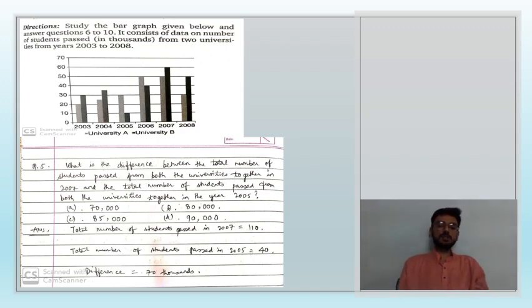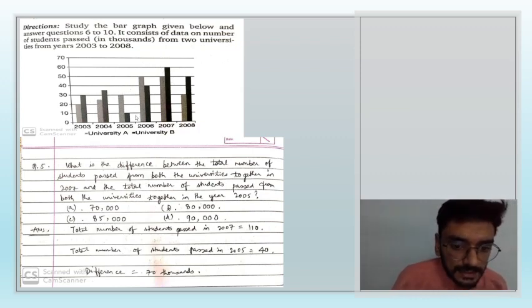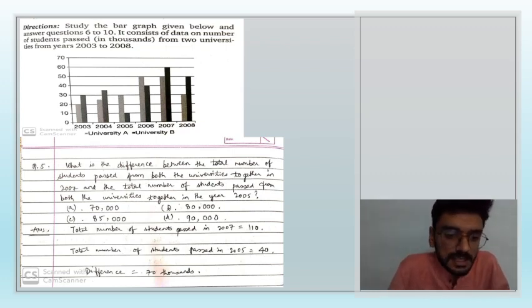So the total number of students passed in the year 2007 would be 50 plus 60, that comes out to be 110. You can see it in the bar graph. And the total number of students passed in 2005 would be 30 plus 10, that comes out to be 40. So the difference between both of them is 70,000. Amongst all the options, the correct option would be option A, 70,000, and not options B, C and D, that is 80,000, 85,000 and 90,000.